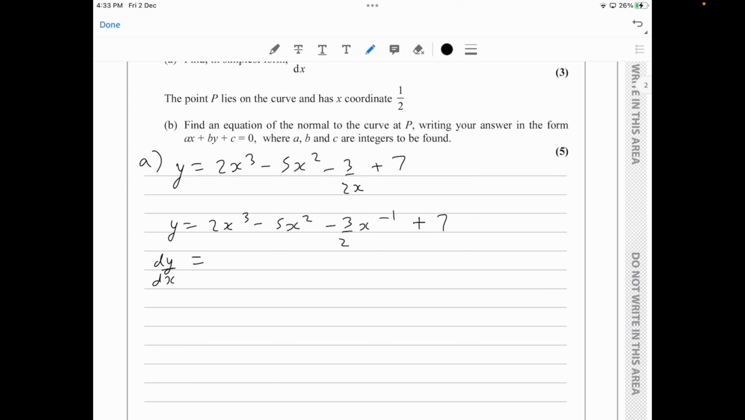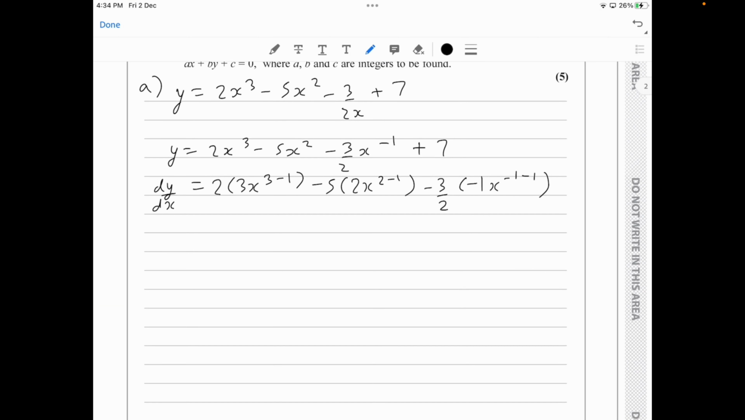So to differentiate it, we're going to do 2 brackets 3x to the power 3 minus 1. I'm just going to show you the steps so that you know how to do it. Minus 5 brackets 2x to the power 2 minus 1, minus 3 by 2 negative 1 x to the power negative 1 minus 1. You're going to subtract that. Since this is a constant, you're just going to leave it as 0.